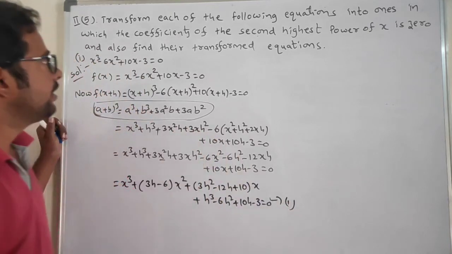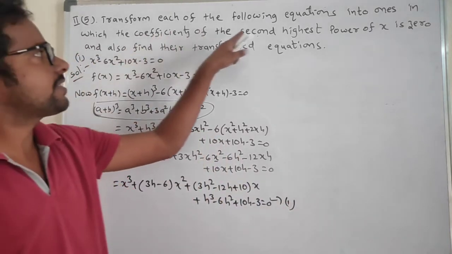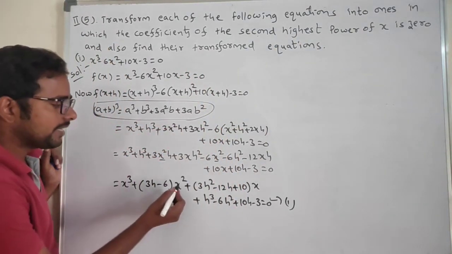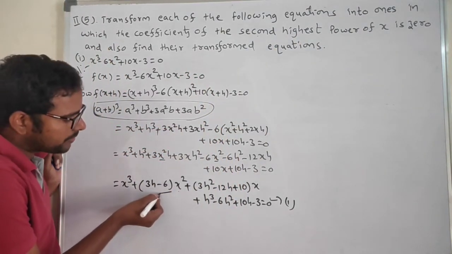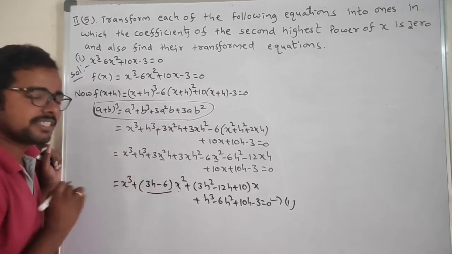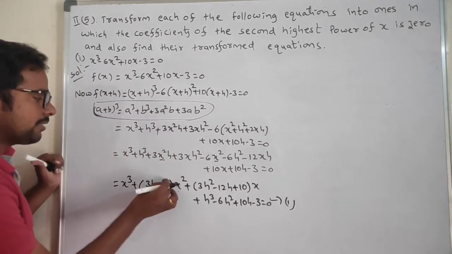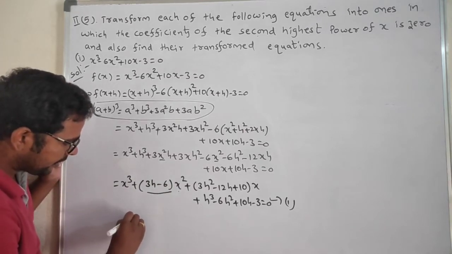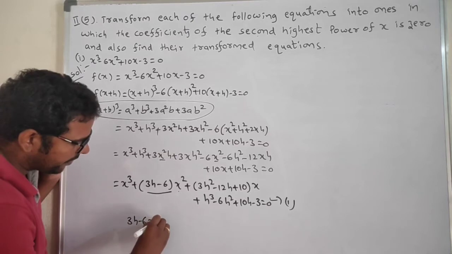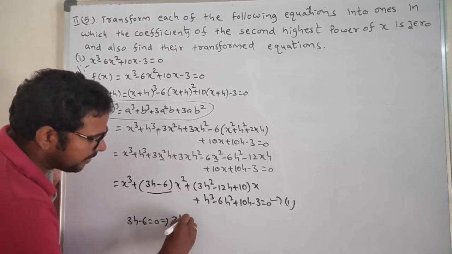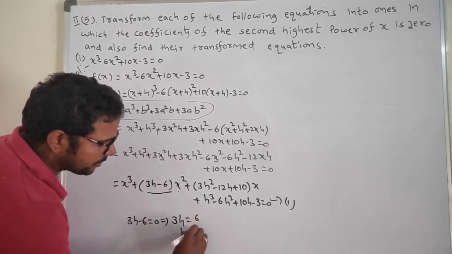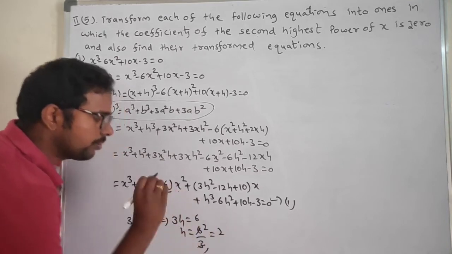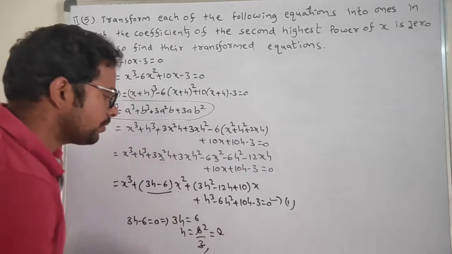In equation number 1, in the question it is given that the coefficient of the second highest power of x is 0. What is the second highest power of x? x square. So its coefficient becomes 0. Given 3h minus 6 equals 0. This implies 3h equals 6, h equals 6 by 3. 3 twos are 6, so h equals 2.